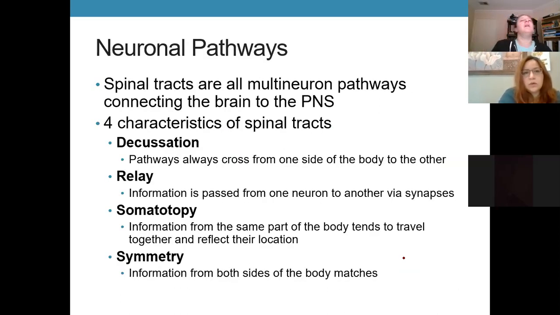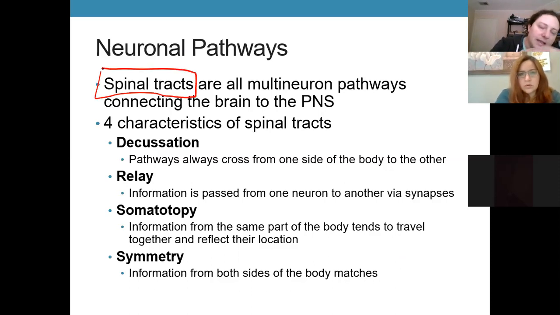All right, so when we're sending information between the central nervous system and the peripheral nervous system, we're using what we call spinal tracts. Spinal tracts are basically like different freeways that get you to the same place by different routes. They're always multi-neuron pathways, which means we start with the sensory neuron, and it synapses with several other neurons on its way up to the cerebrum, because that's generally where these end. All of the spinal tracts have 4 characteristics in common.